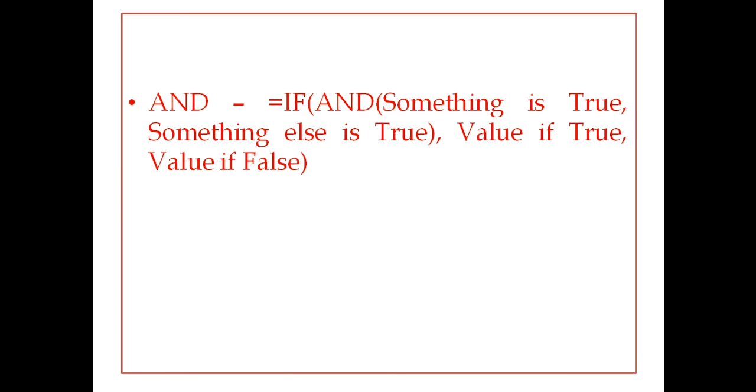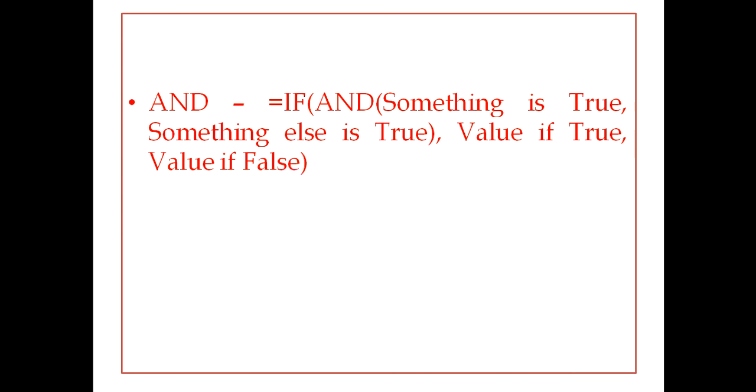The first one I am considering is and. This is the syntax for it. Please don't consider it as negative. I just mean that the and function can be used with if as: if and something is true, something else is true, then value if true, value if false. It means if both these two conditions are true, then this will be printed, else this will be printed. It means if at least one of them is not true, then the value if false will be printed.